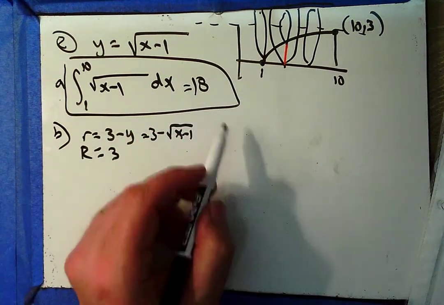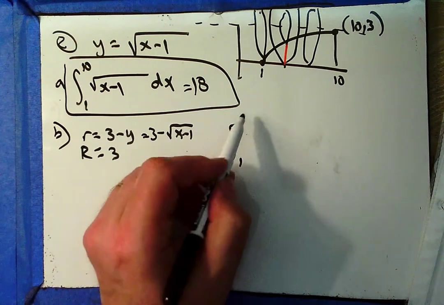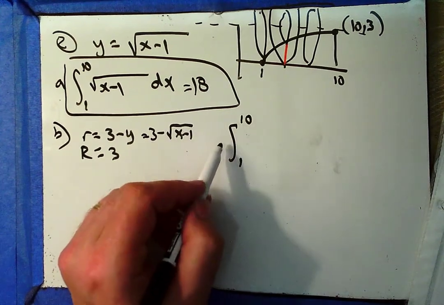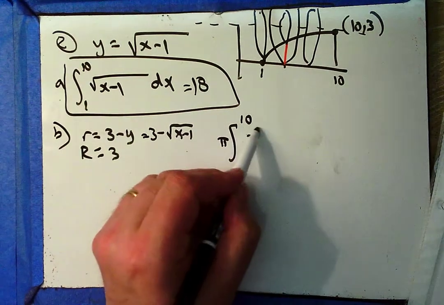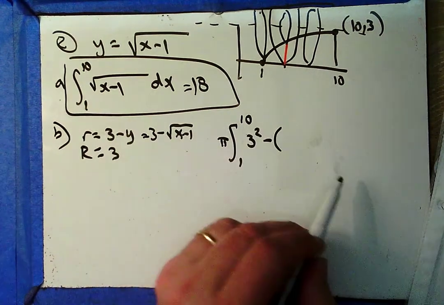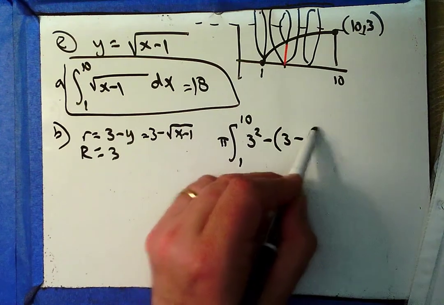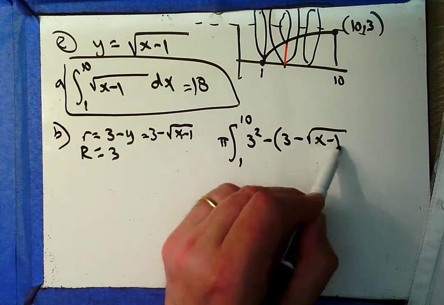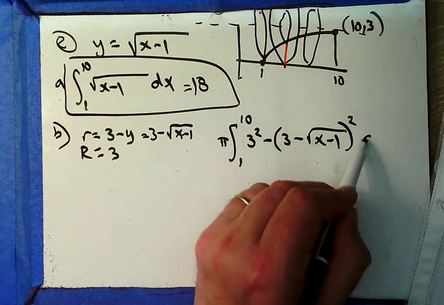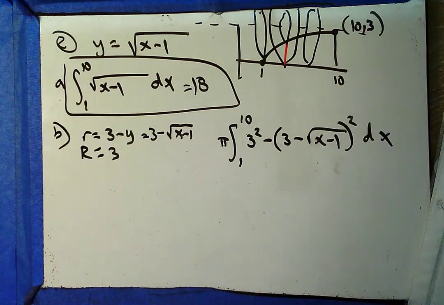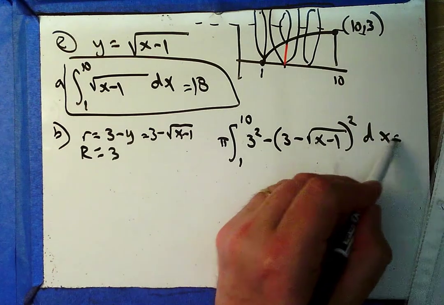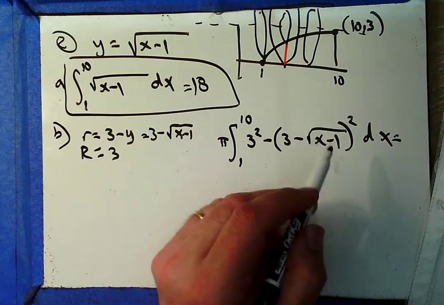And so my setup here would be the integral from 1 to 10. Don't forget the pi out in front. Big R squared minus little r squared, 3 minus square root of x minus 1, squared, dx. We want to see the setup. Don't stint on the setup. Definitely show it, and then you can reach for your calculator and evaluate.